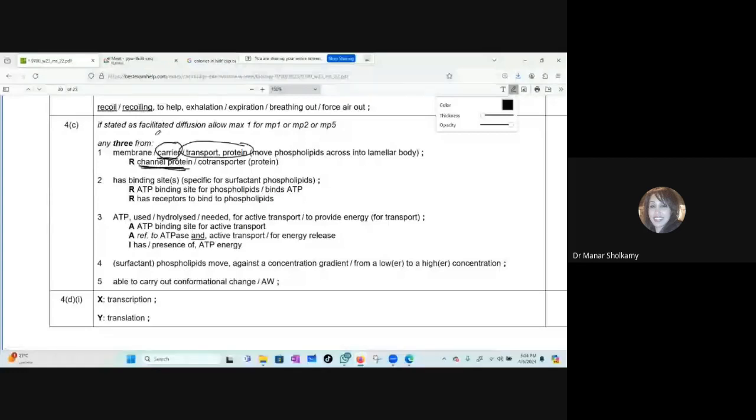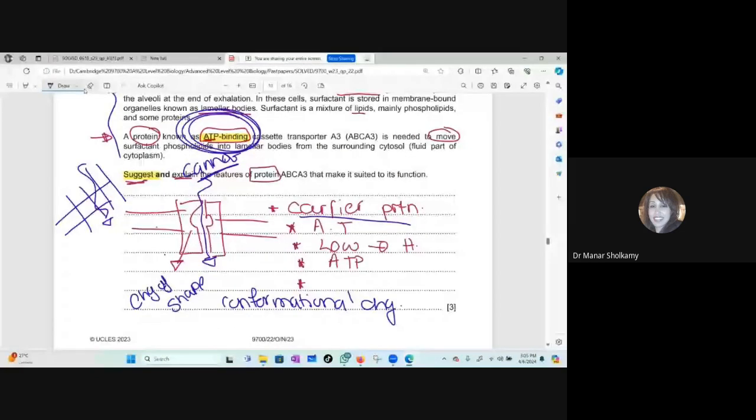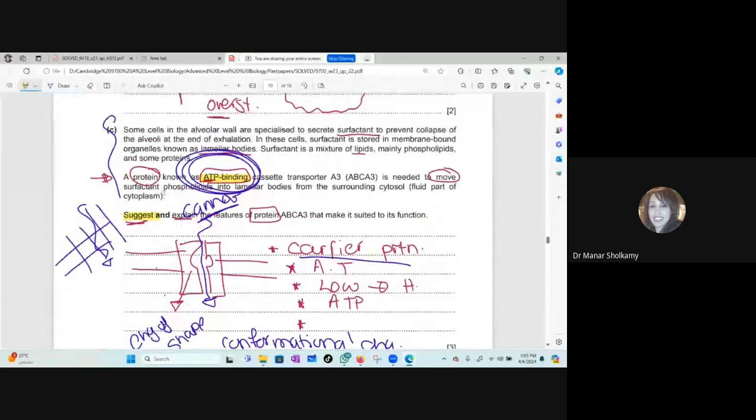It has a specific binding site for the substance. ATP is used. It is hydrolyzed. It is needed for active transport to provide energy. We move against a concentration gradient. We said all that. We talked about the conformational change. So will you get that it is a carrier protein, a specific one? This is my question, so I'm going to highlight this question for you also. Please read the question carefully because they give you hints in the question. They give you the answer in the question.